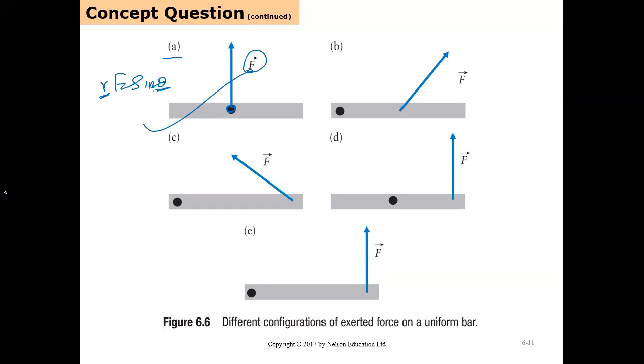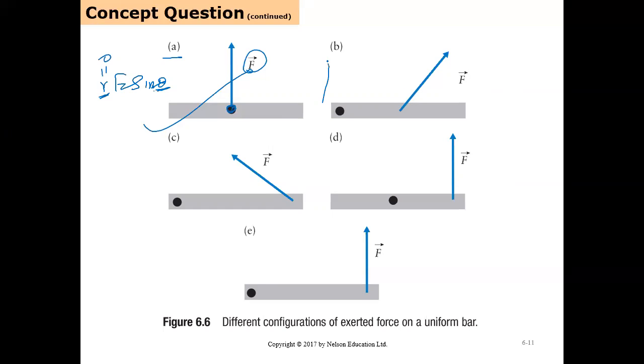The black dot and where the force is applied is the same place. That means R is equal to 0. So the torque in figure A is 0. It doesn't matter how big that force is. Can you turn that thing by applying the force at the point? No. So the torque from that force, no matter how big it is, is 0.